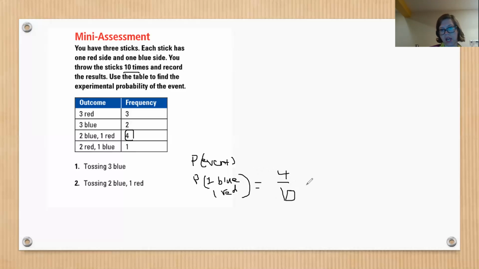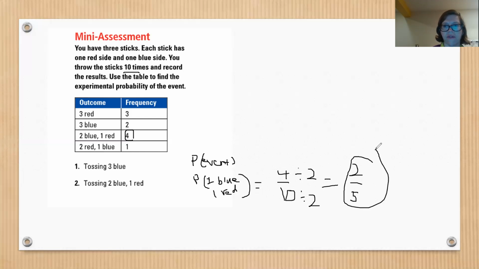So 4 over 10, but is that in simplest form? I don't believe so. So I know 2 even numbers, I should be able to divide by 2. So I'm going to divide by 2. So 4 divided by 2 gives me 2. And 10 divided by 2 gives me 5. Okay, so the experimental probability of tossing 2 blue and 1 red is 2 out of 5.